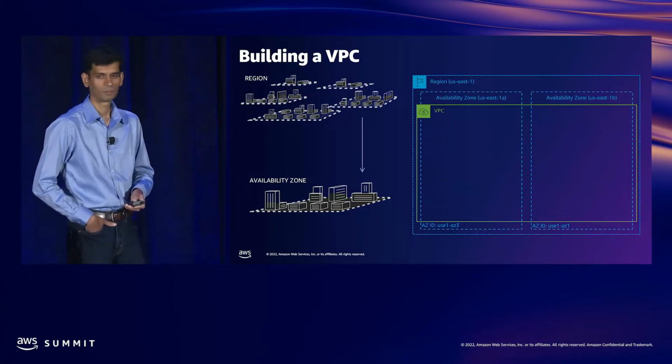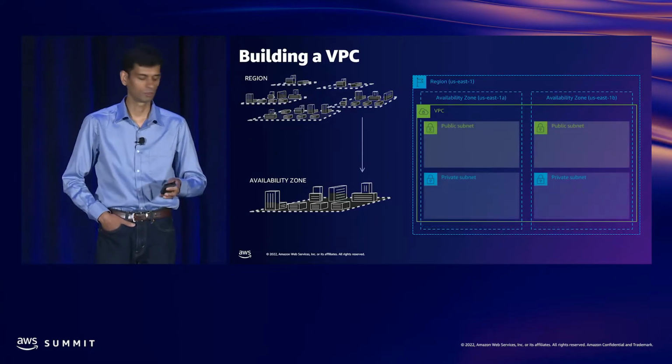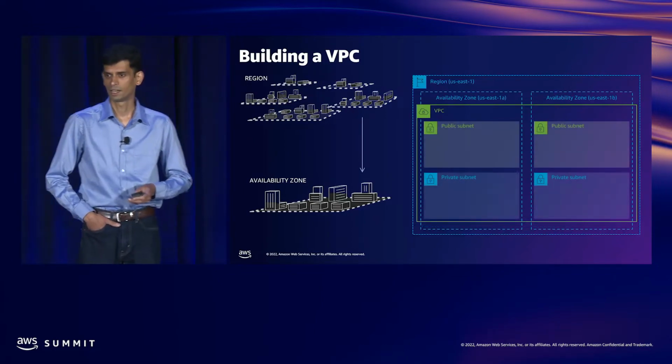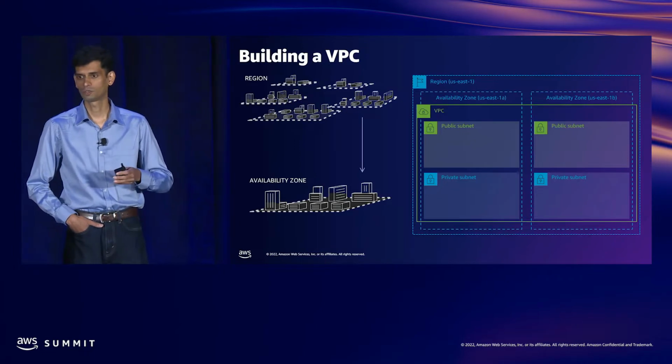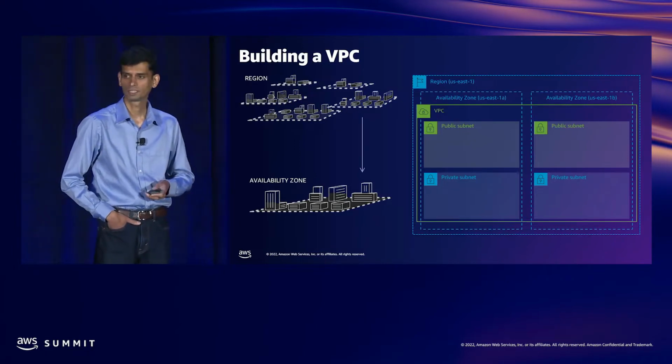Once you have the VPC, you want to segment your networks using the concept of subnets. Again, subnets are bounded by availability zone, and you can have multiple subnets within an availability zone.